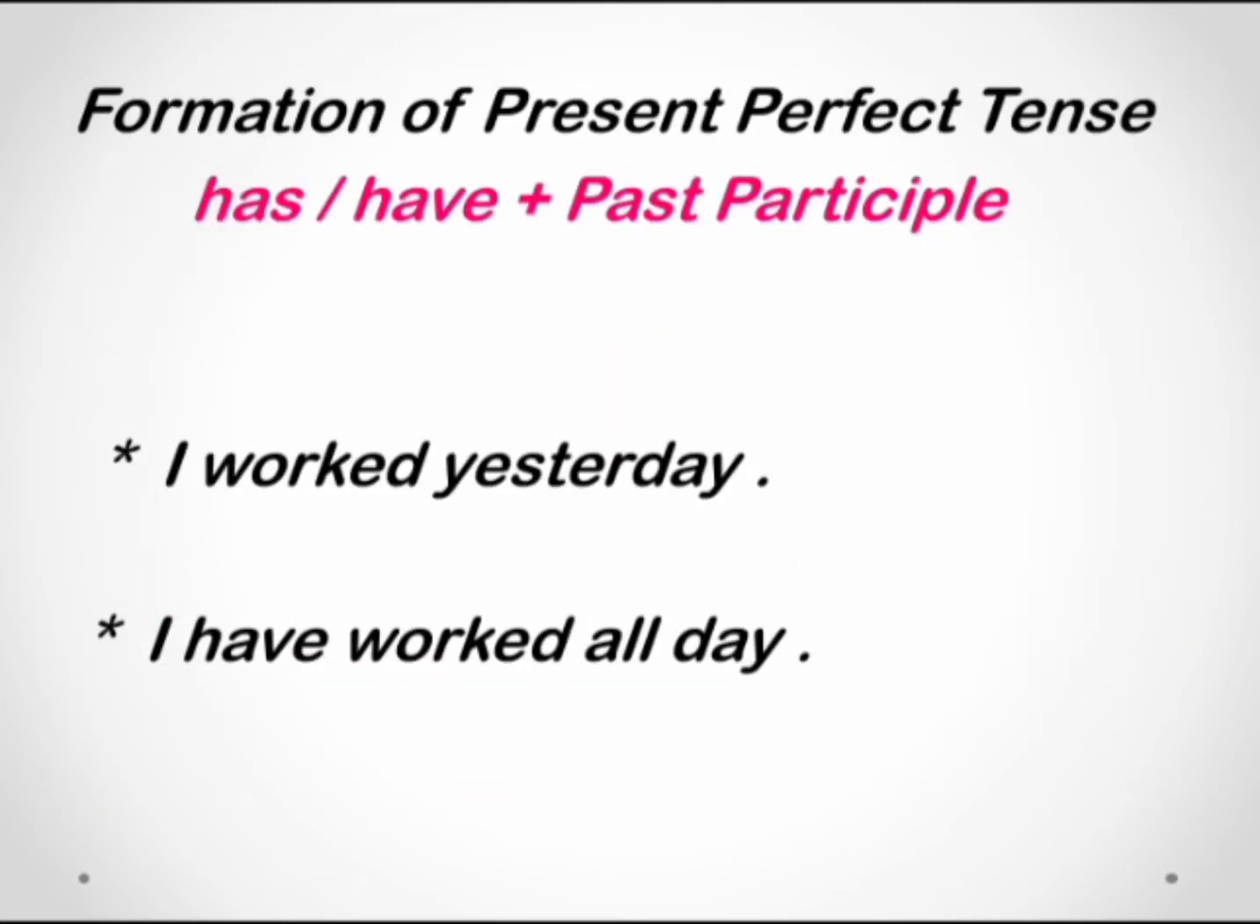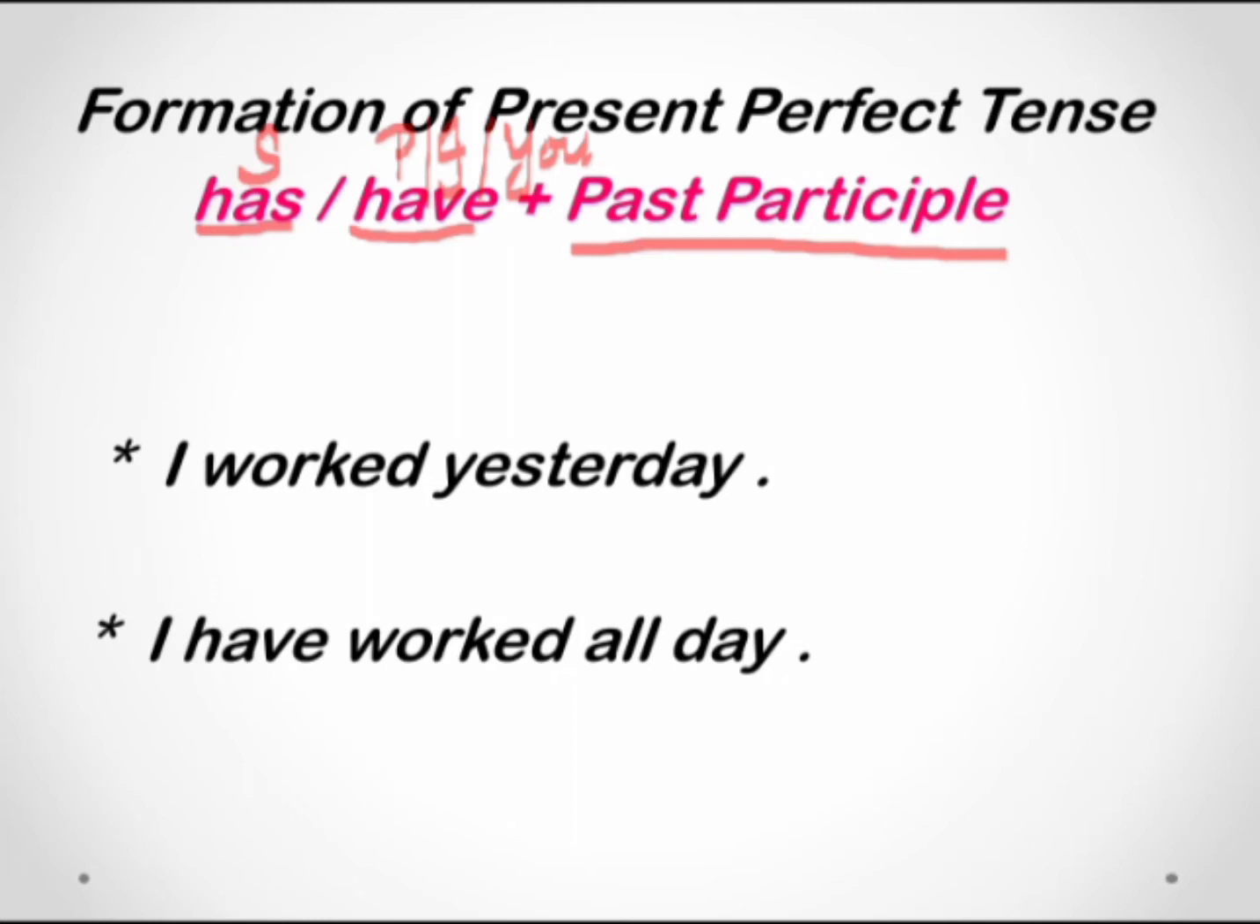Now, the formation of present perfect tense. As I told you, the formation of present perfect tense is has or have plus past participle. That is, has is used for singular subject, have is used for plural subject, and for I and for you. When we go for the past participle, for regular verbs we add ed. For irregular verbs there will be a change in the spelling, and for the past participle there will be a change again in the spelling. But in the regular verb, the past tense and the past participle will be the same.